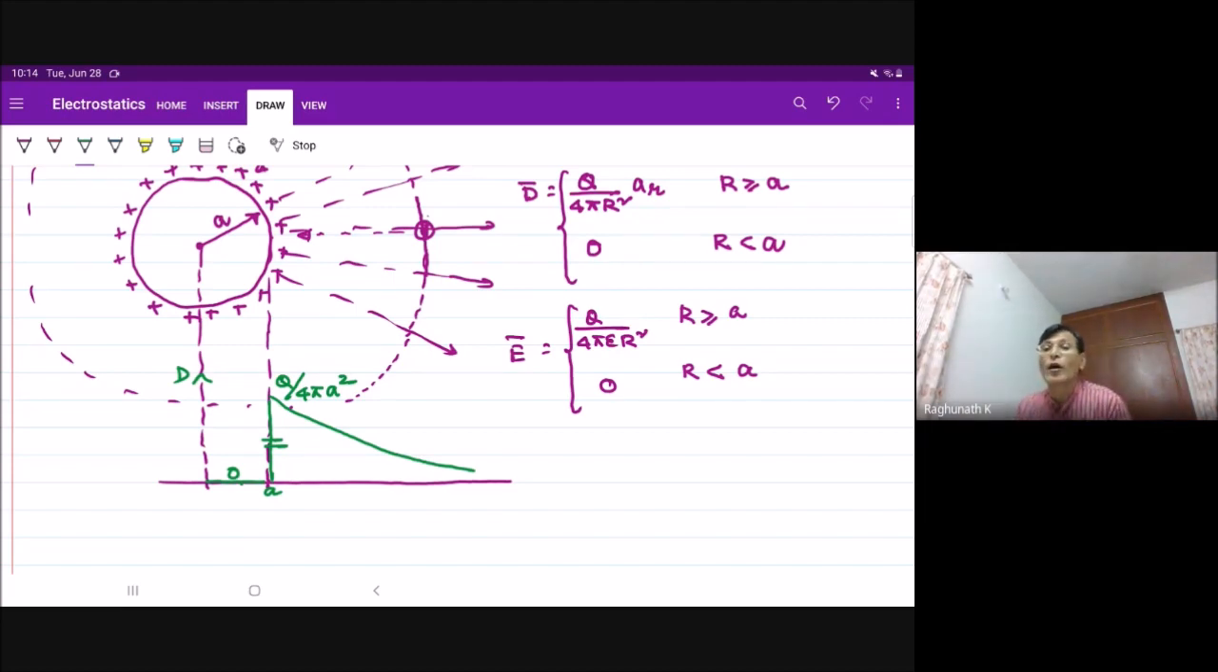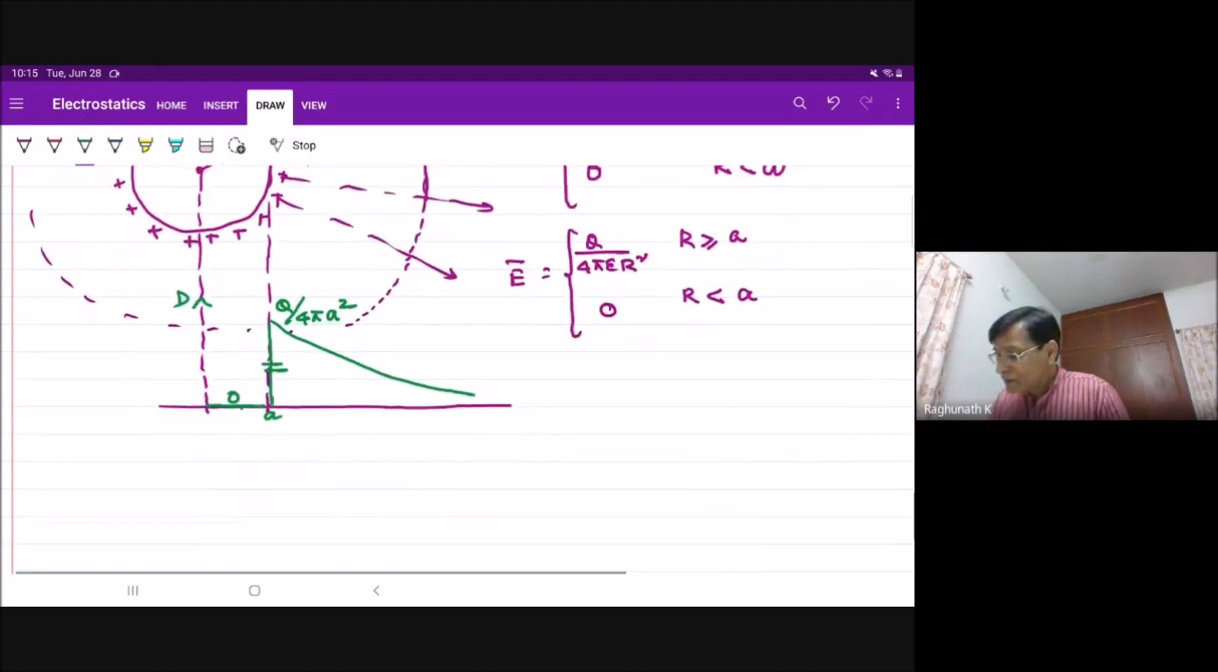Before a, it is 0. Just after a, it is Q by 4 pi a squared. It is discontinuous at a, where surface charge is there, by the amount equal to Q by 4 pi a squared. That Q by 4 pi a squared is the surface charge density. Is it fine?